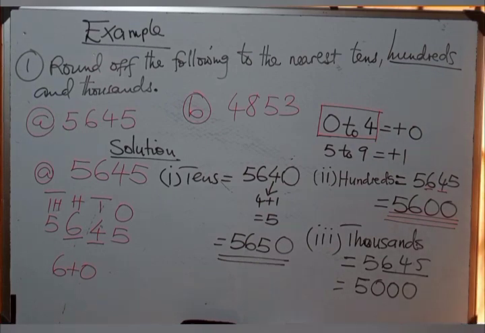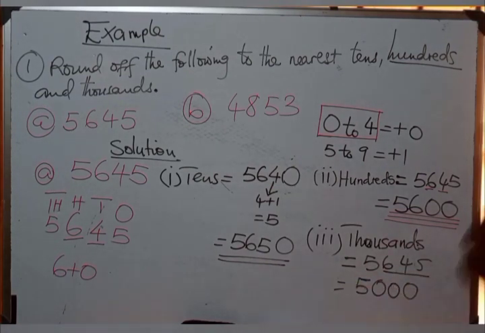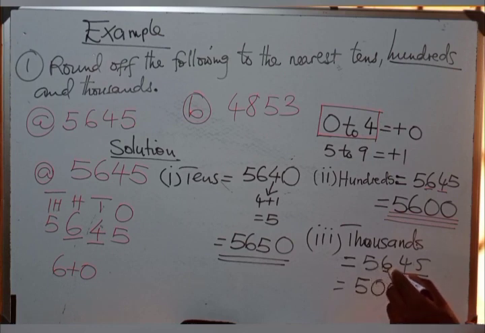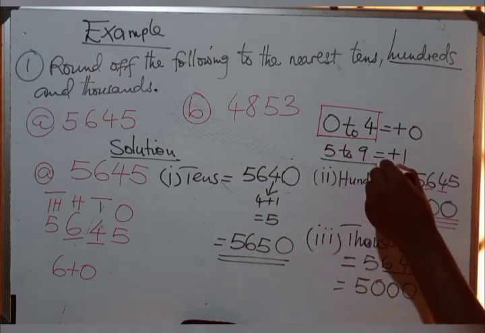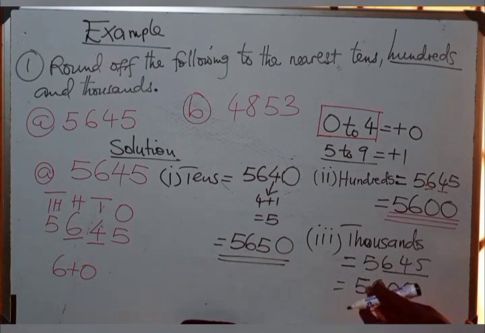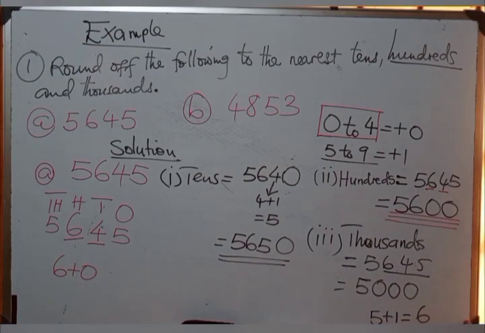Now, the digit to the right of the required place value. The required place value in this case is 5. What digit is to the right of 5? The digit to the right of 5 is 6. So 6 is among 5 to 9. This means that I have to add 1 to 5, which will give me 6. Meaning, my answer for this question won't be 5 and 3 zeros.